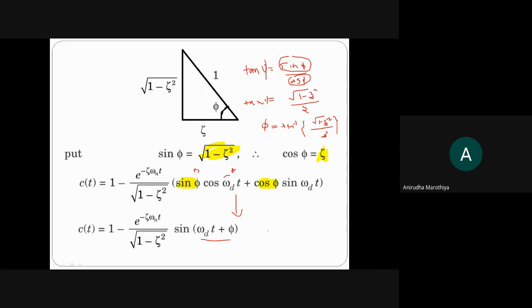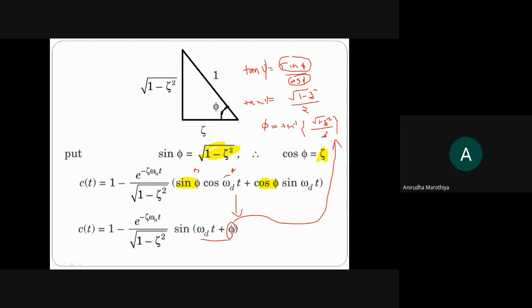Now, in this equation, we are going to replace this phi in terms of zeta. So I can write this phi as tan inverse of under root 1 minus zeta square, whole divided by zeta. Are you getting my point? Yes, sir. Okay, so I want you to please write down this.